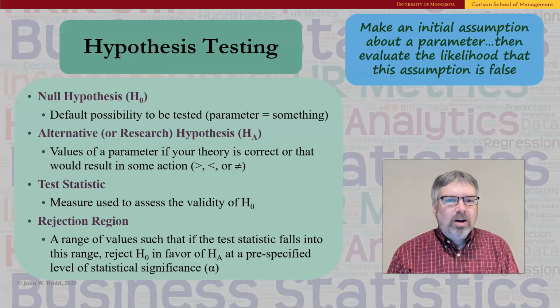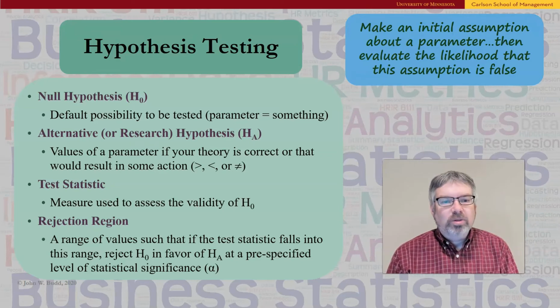All hypothesis tests have a test statistic, which is going to be used to actually conduct our test and evaluate the likelihood that the null hypothesis is false. And there will also be a rejection region, which is going to be a range of values for our test statistic. And if our test statistic is extreme enough to fall into that region, then we will reject the null hypothesis in favor of the alternative.